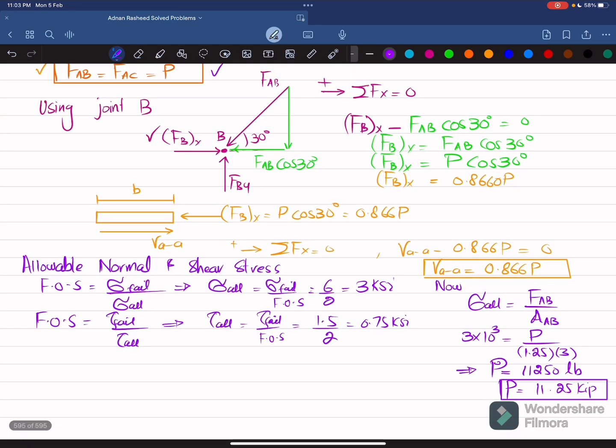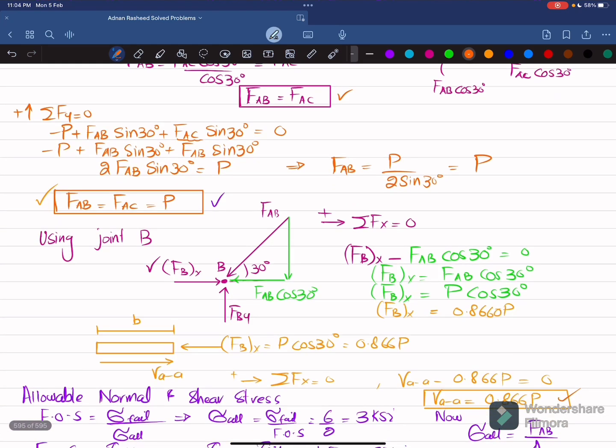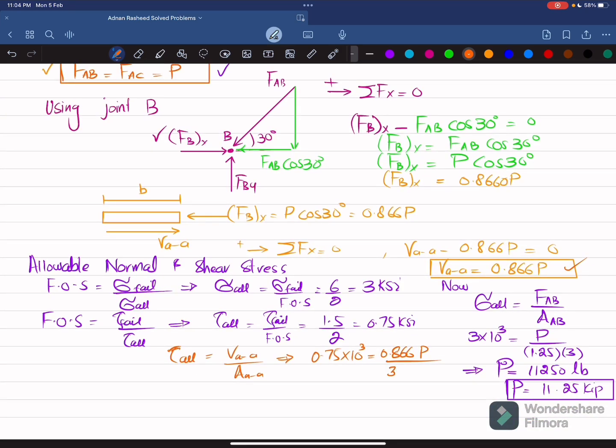Now we'll use allowable shearing stress, and we know that allowable shearing stress is equal to horizontal shear force divided by shearing area A. So from here, allowable shearing stress is 0.75 ksi, 0.75 into 10 to the power 3 is V. So V is 0.866 times P divided by shearing area. So you can see this is the shearing area. This is the width and length B, and this is the thickness 3. So 3B. B is also given as 3.5. Clear? So I will write it 3 multiplied by 3.5. So from here you will get P will be equal to 9093.27, that is 9.09 kip.